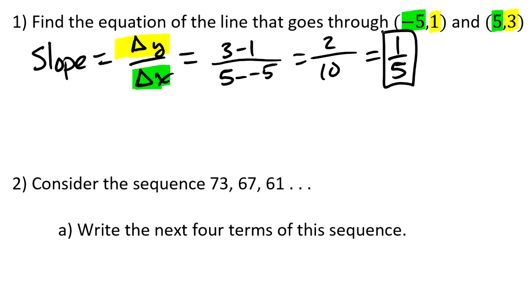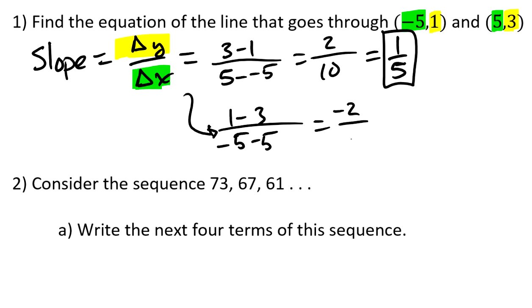Just to illustrate, it doesn't matter. If I would have flipped the order, I could have said, for example, slope was 1 minus 3. But if I did that, I'd have to do the opposite direction on the bottom as well. I have to flip it. So I would say that that's negative 5 minus 5. If I did that, you'll notice that the numerator is now negative 2 and my denominator is negative 10. Since they're both negative, I still get a slope of positive 1/5. So what's important is that we remember the order, right? Change in y over change in x. If I go 3 minus 1, then I have to go 5 minus negative 5. And I could go the other direction, but I just have to do it for both the numerator and denominator.